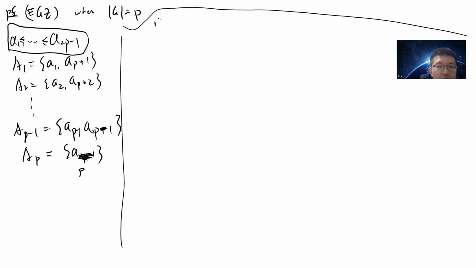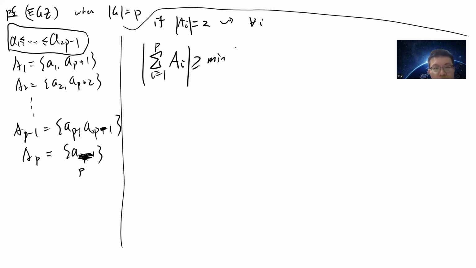If A_i has size 2, size 2 means that these two are different, right? If they are all different for all i, then if you apply the Cauchy-Davenport, this means that the sumset of A1 to A_P has size at least the minimum of P and the sum of them, so you get the summation of |A_i| from 1 to P minus P minus 1. Okay, now let's see this.